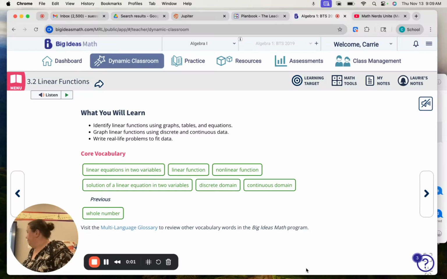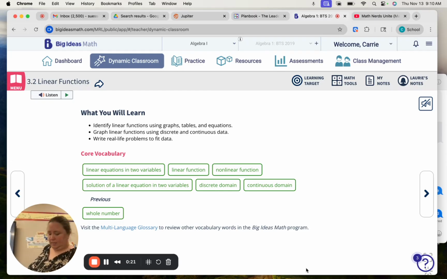A function whose graph is a non-vertical line. Tell me what a non-linear function is. A non-linear function doesn't have a constant rate of change and isn't a line. Right. It could go up and plateau and go up again and plateau again and those kinds of things. So that would be your non-linear function.